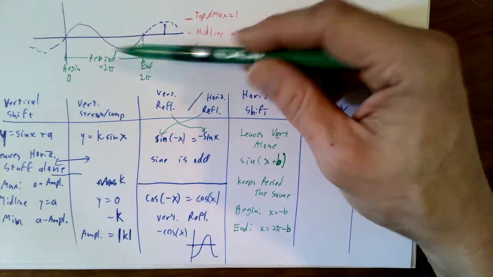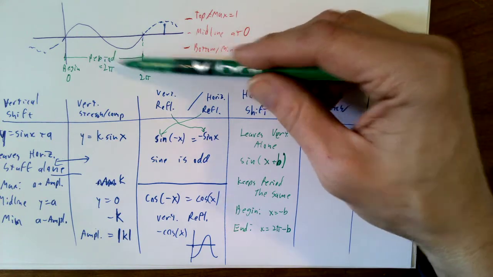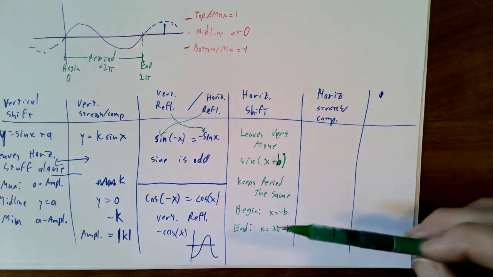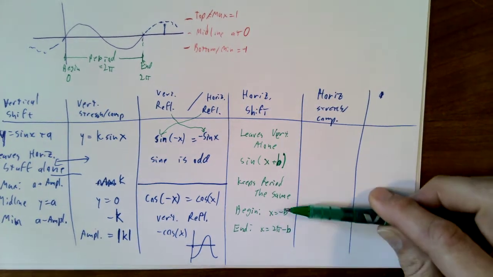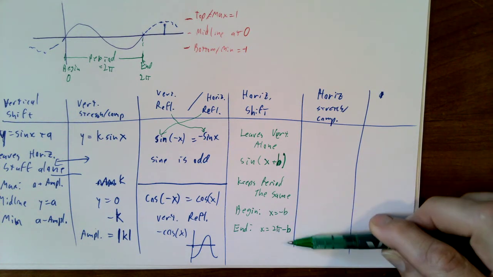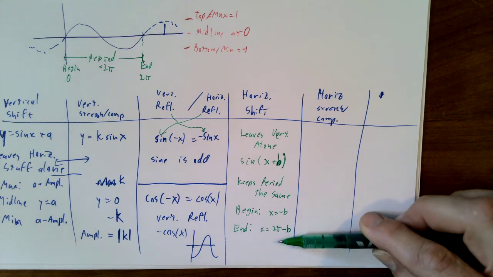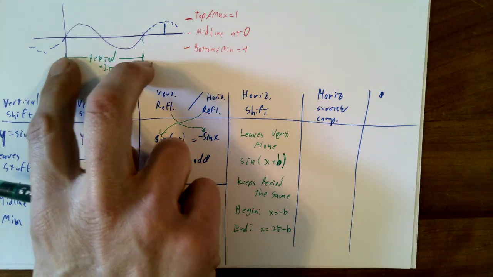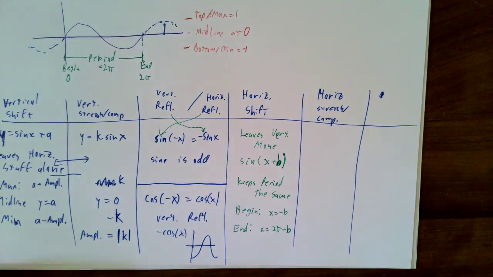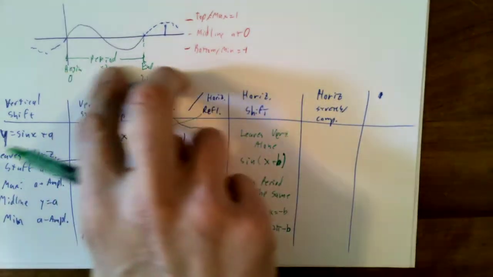The end is not the same as the period. They happen to be the same here because we're starting at 0. But when we move over, we're beginning and ending at different points. The difference between them is still 2 pi. That's still the same period because we just took it and shifted it sideways, one direction or the other.